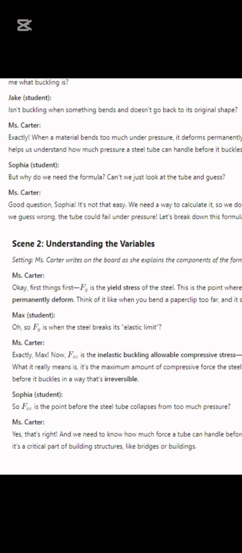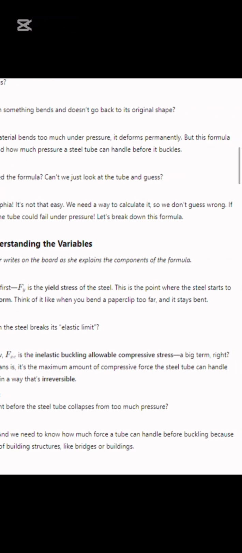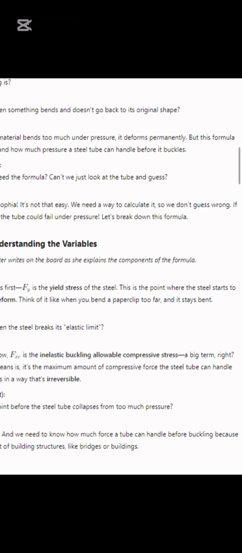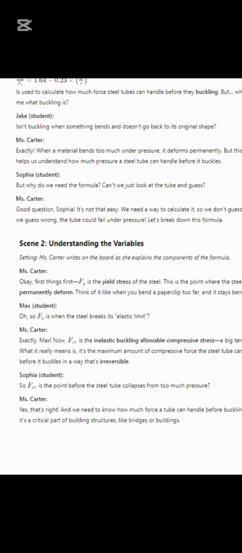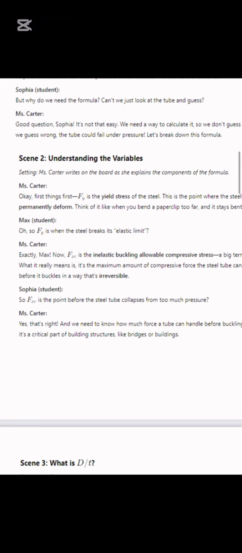But why do we need the formula? Can't we just look at the tube and guess? Good question, Sophia. It's not that easy. We need a way to calculate it so that we don't guess wrong. If we guess wrong, the tube could fail under pressure. Let's break down this formula.